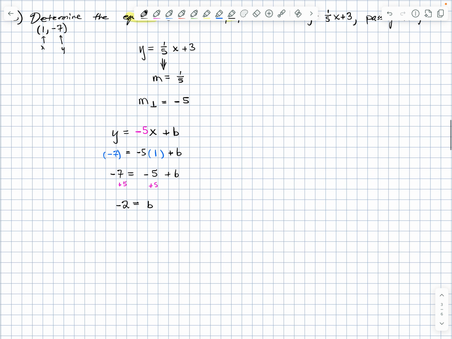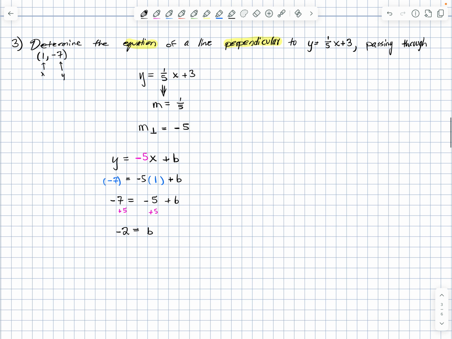So when I update my equation, because I'm trying to find the equation, I would say, therefore, y is equal to negative 5x minus 2. So this line right here is perpendicular. So going back to the question, this equation of this line that I found is perpendicular to this line, and it goes through this point. So very nice.